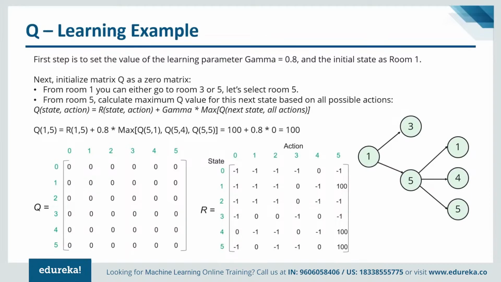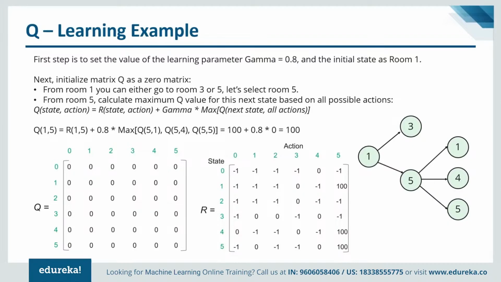That's why all these values are 0. So Q of 5, 1 will obviously be 0, 5, 4 will be 0, and 5, 5 will also be 0. And to find out the maximum between these, it's obviously 0. So when you compute this equation, you'll get 100. So the Q value of 1, 5 is 100.